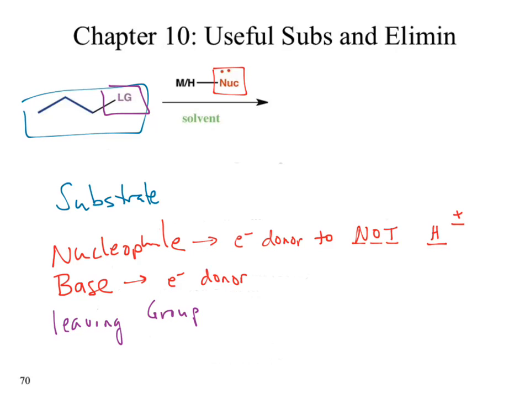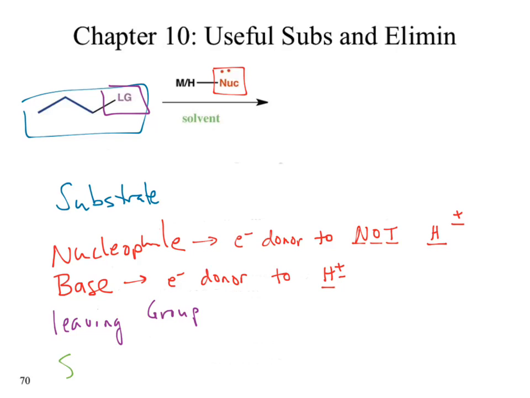What is the final definition for our base? Electron donor to hydrogen. Okay? By having that delineation, that can help us differentiate and decide what we're looking at. There's one last thing that we need to be looking for when we look at our substitution and eliminations.